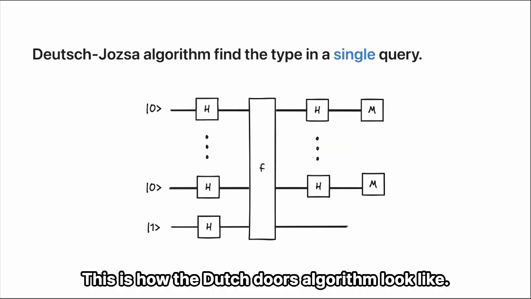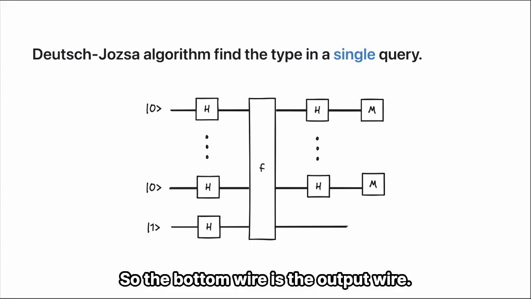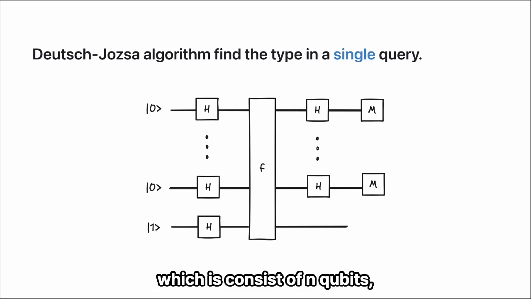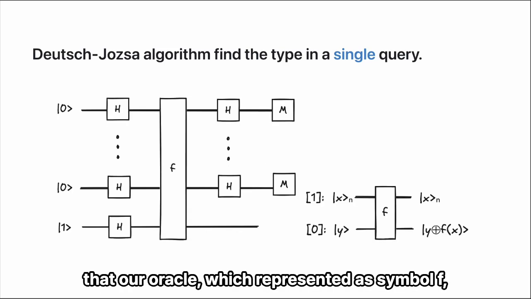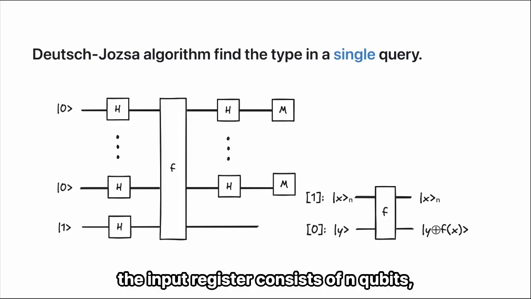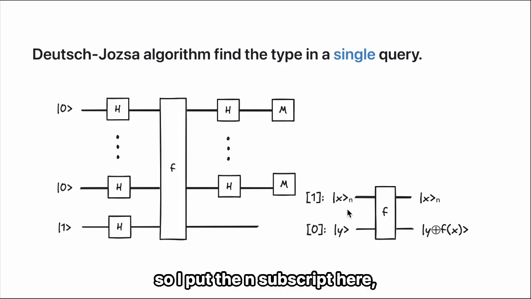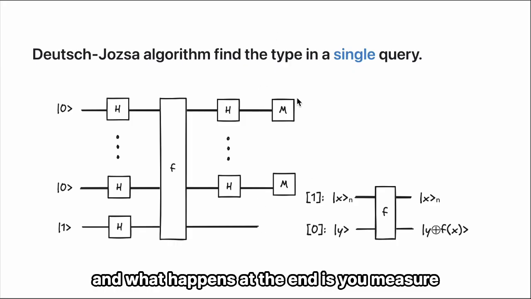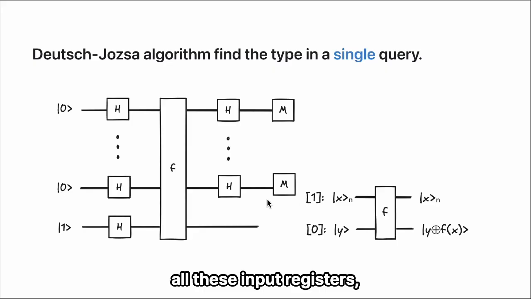This is how the Deutsch-Jozsa algorithm looks. The bottom wire is the output wire, and the top wire is the input register, which consists of n qubits. That is our oracle, represented as the symbol F. In this case the input register consists of n qubits, so I put the n subscript here. You can see this is almost similar to Deutsch's algorithm. And what happens at the end is you measure all these input registers, so you need to measure n times.